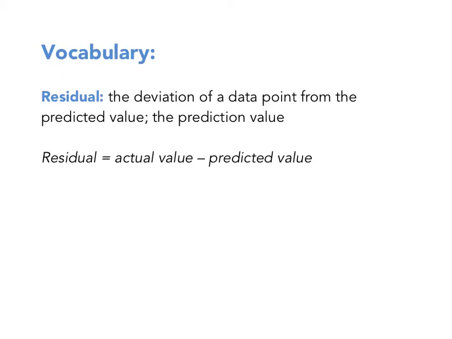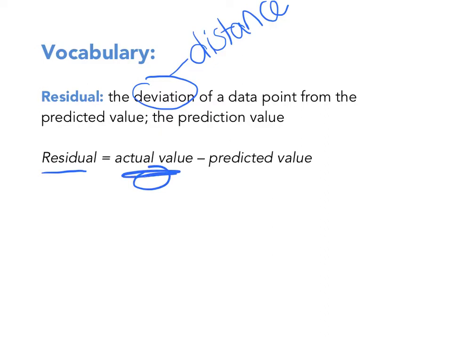So the first thing you need to know is what a residual is. It is the deviation. We know that deviation means distance of a data point from the predicted value, or once we get them all together, it can be the prediction value. So how you find the residual is much like you find deviations with our standard deviation tables. Take the actual value and you subtract the predicted value. Make sure you get that down in your notes.